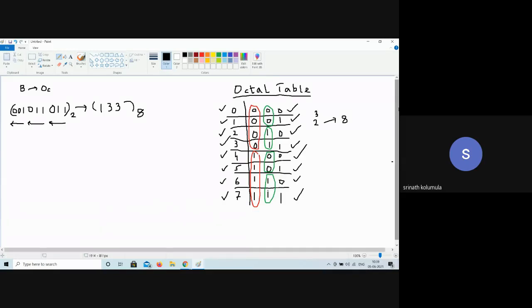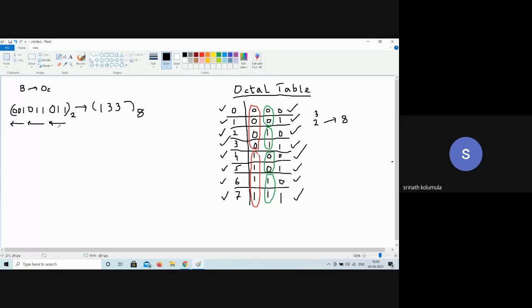Constructing this table is important. People, you understood? Shall we move on? If you want, you take a screenshot of this, and then let us move on.